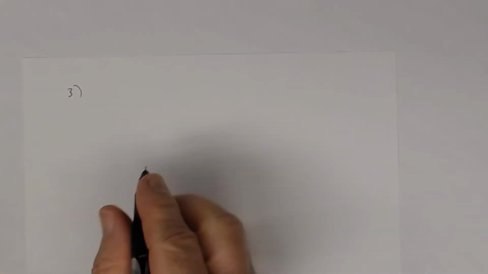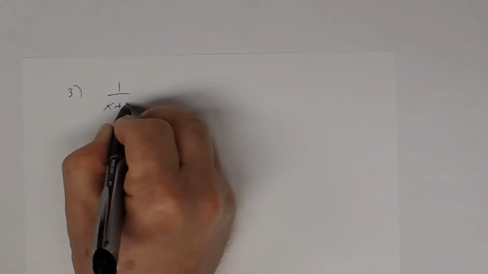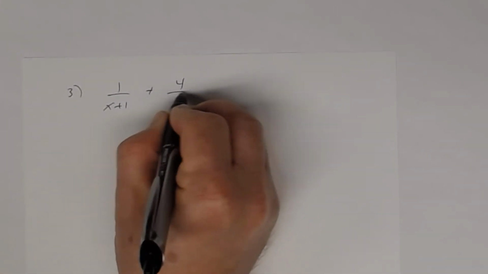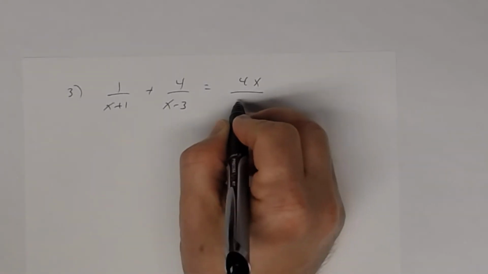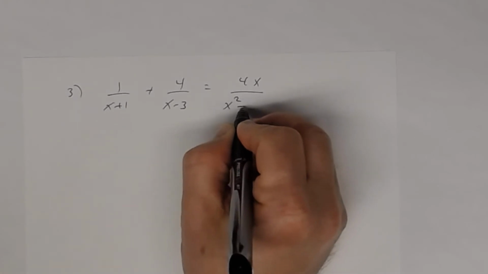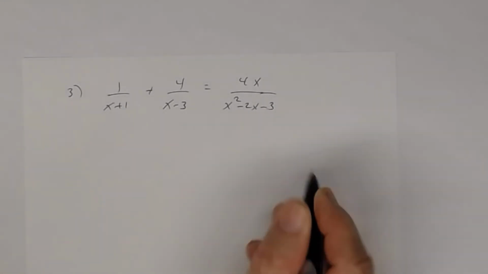All right, so let's look at one more. So let's look at number 3. Suppose in number 3, I have 1 divided by x plus 1, plus 4 divided by x minus 3, equals 4x divided by x squared minus 2x minus 3.